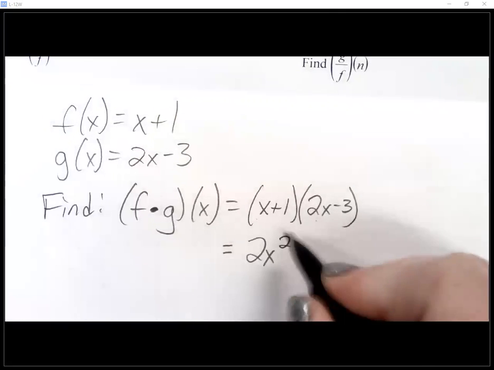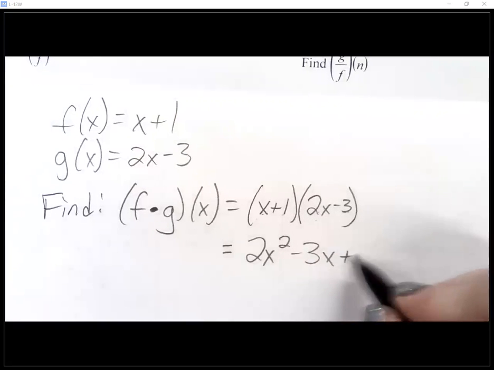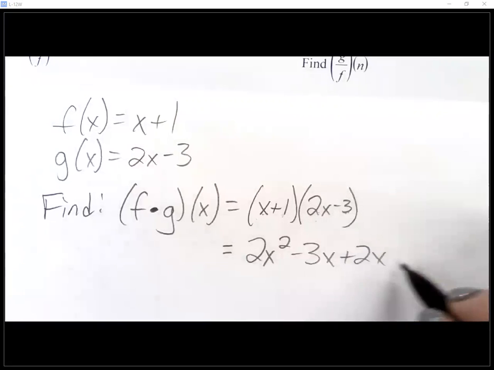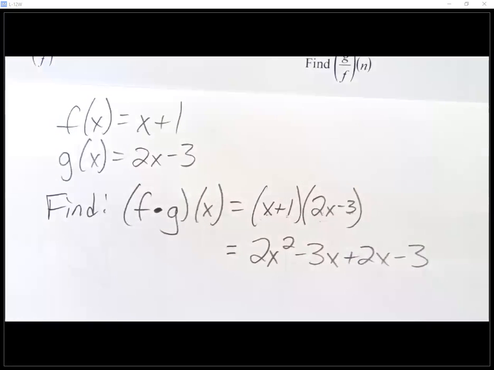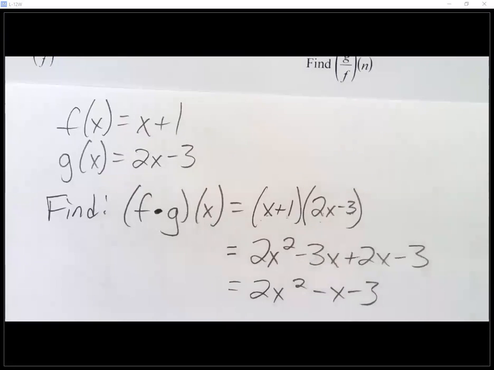Outers is a -3x. On the inners, I got a plus 2x. And then the last, I have a -3. Combine like terms, because I do have some here. And 2x squared minus x minus 3. I agree. So no matter what your functions are, you're just going to multiply them together.